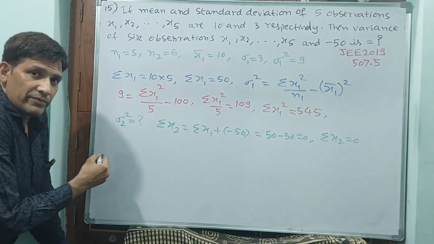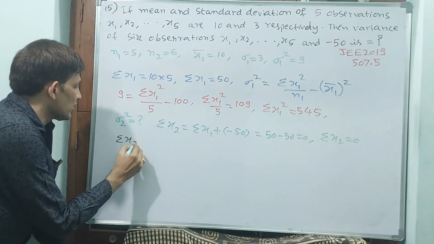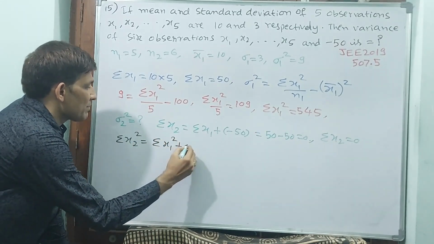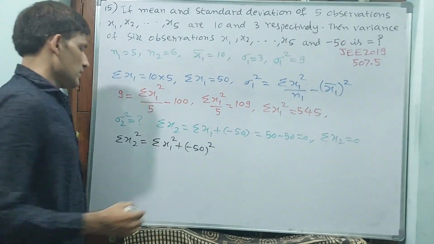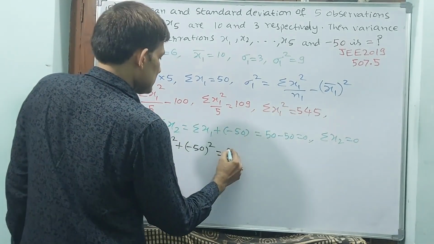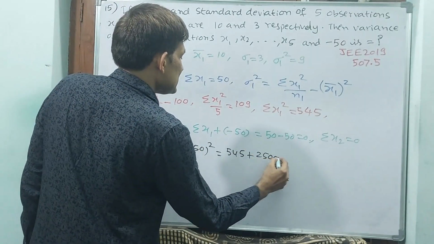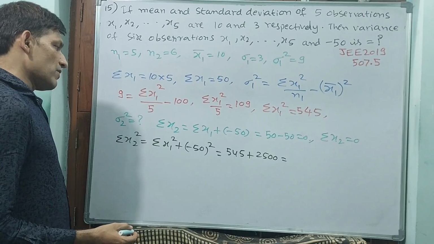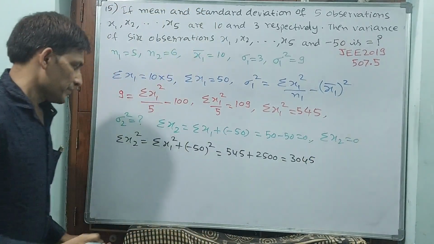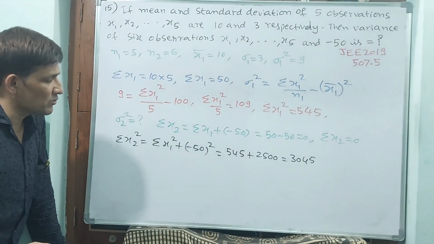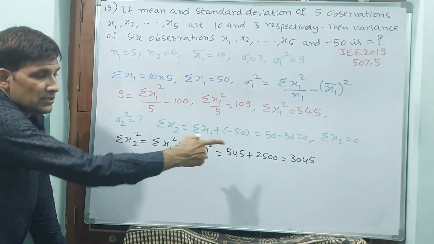Now for variance, what formula do you have? Sigma x2 square, that also you have to find. See, sigma x2 square is equal to sigma x1 square plus minus 50 square. Okay, one more you have to add, minus 50 square. Sigma x1 square, how much have you got? 545. Plus minus 50 or plus 50, square means 2500. Okay, 2500 and 545, 3045. See, sigma x2 square is 3045.